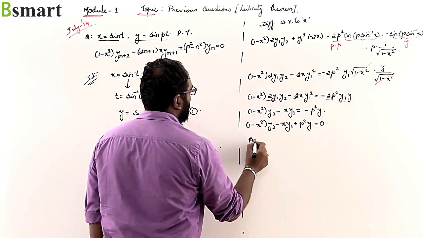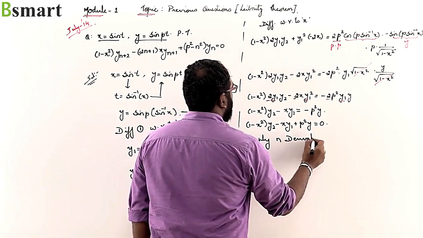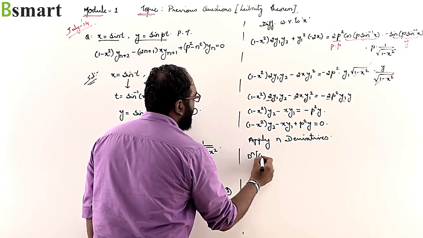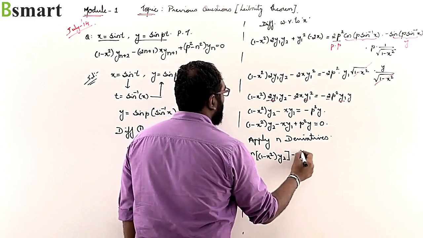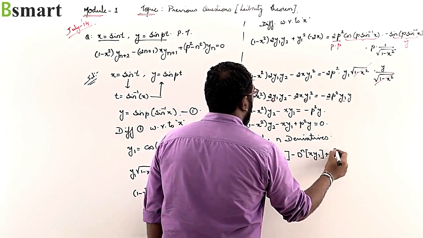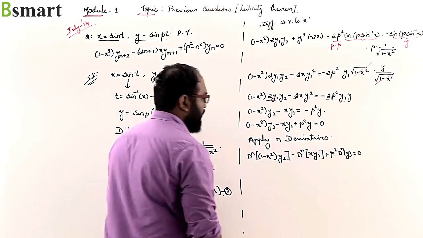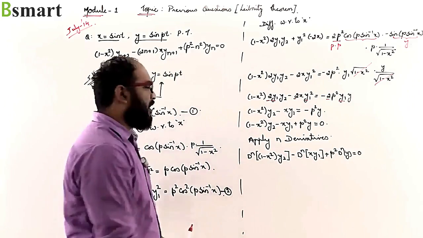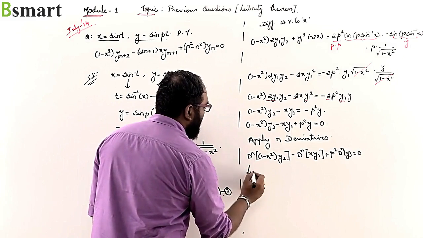Applying n derivatives, we get dⁿ[(1 - x²) y2] - dⁿ[x y1] + p² dⁿ[y] = 0. Now here we have a product of two terms and we are finding the nth derivative, so we'll apply the Leibniz rule.